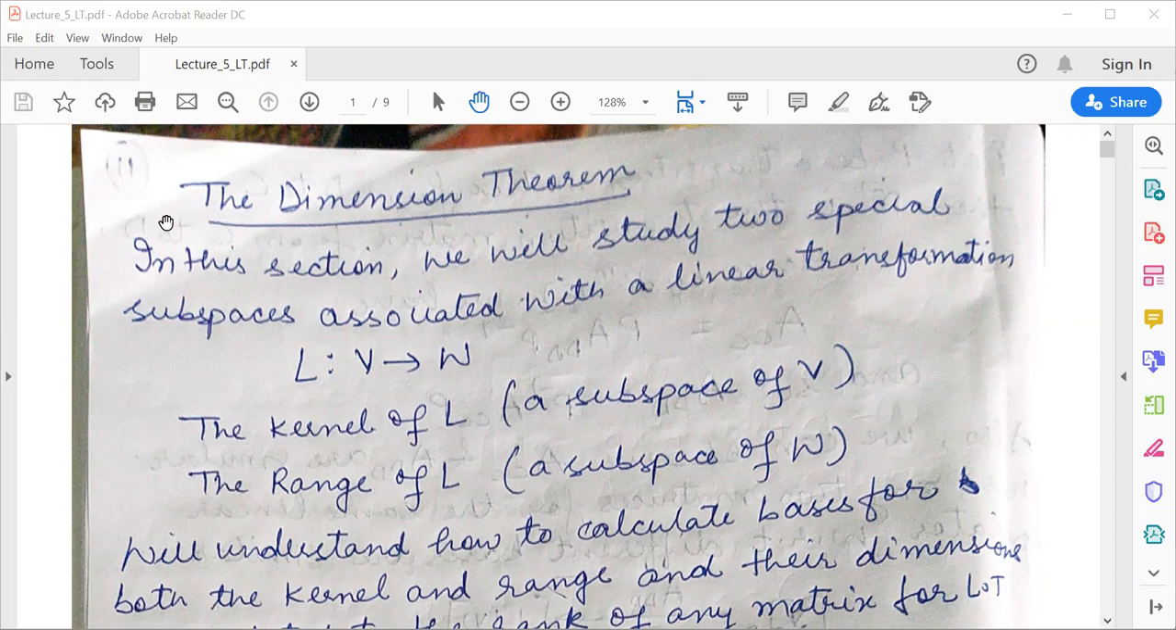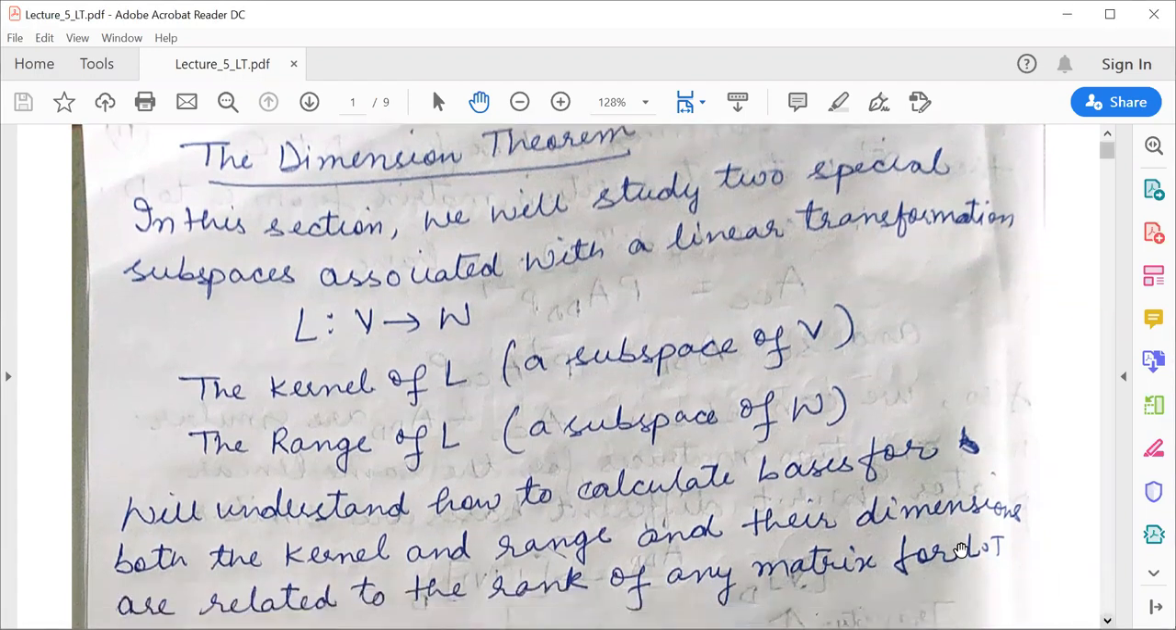with the linear transformation, known as the kernel of L and the range of L. Kernel of L is a subspace of your domain vector space and range of L is a subspace of your codomain. And under this section, we will study how we can calculate the basis for both these subspaces, and moreover, if we want to calculate the dimension of these two subspaces, how it is related to the rank of any matrix of a linear transformation.